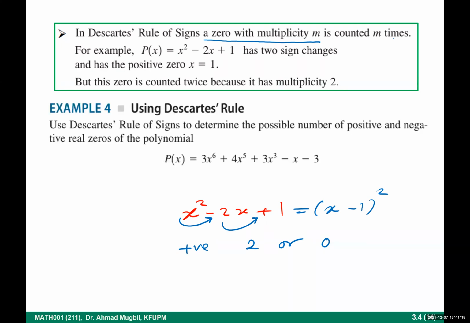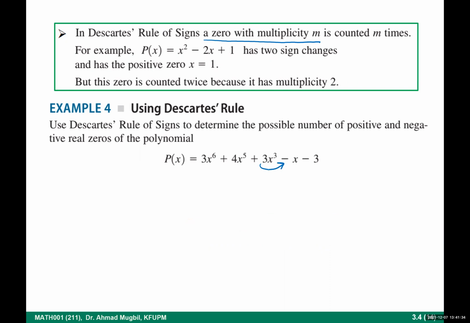Now, use Descartes' rule of signs to determine the possible number of positive and negative real zeros for this polynomial. Who can tell me how many positive real zeros for this? Positive and negative. You will start with P of x. What is the number of variations here?